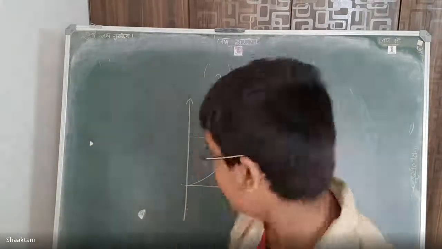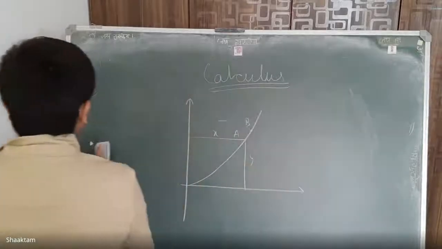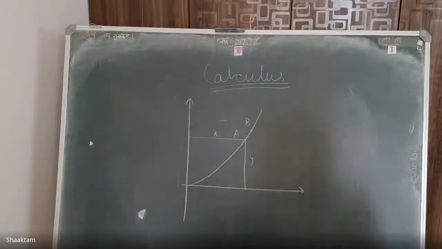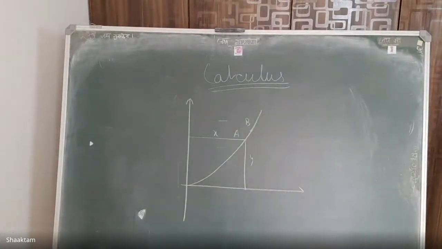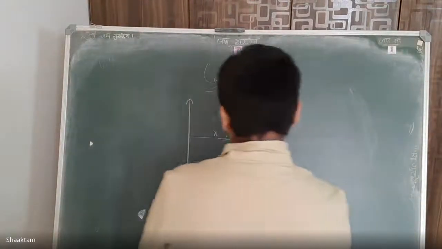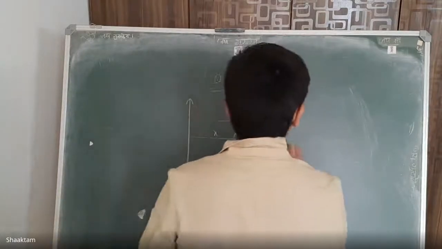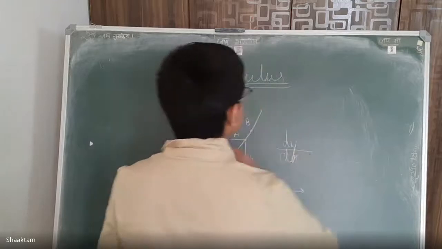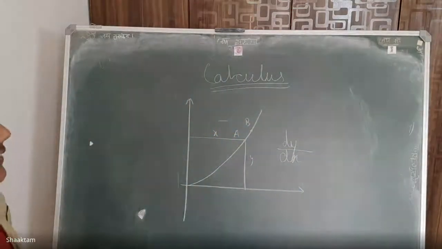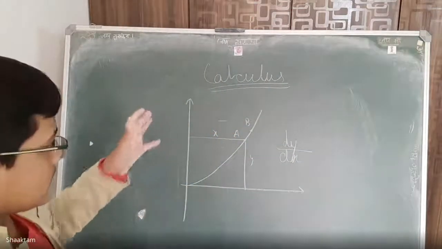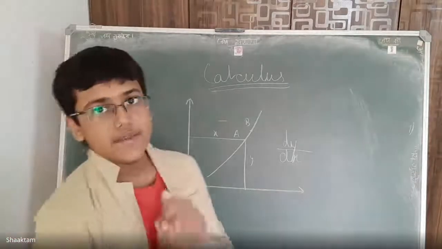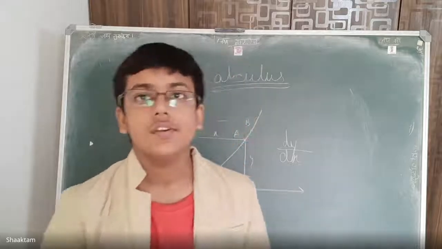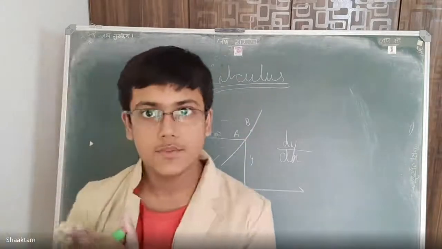So when I reduced delta y and delta x to values which tended to be 0 but are not equal to 0, I can write them as dy by dx. This is also referred to as a rate measure. Obviously, because it measures the rate with which a quantity y varies with the quantity x.